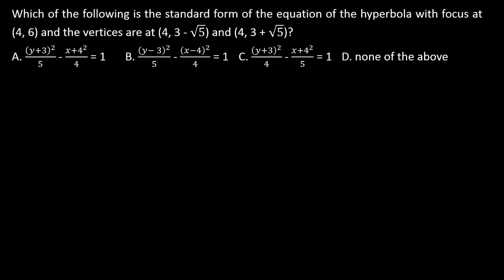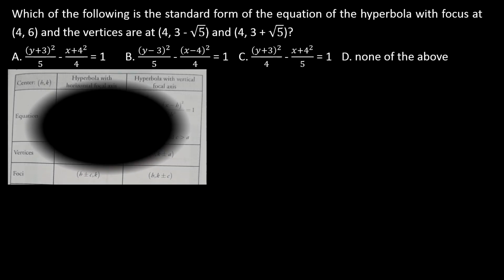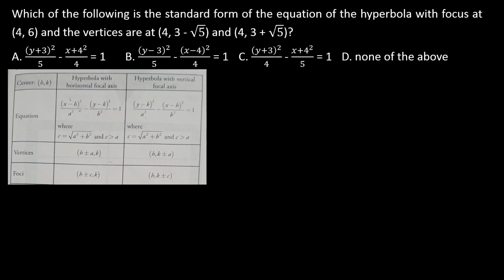Next type of problem: which of the following is the standard form of the equation of the hyperbola with focus at (4, 6) and the vertices at (4, 3 minus square root of 5) and (4, 3 plus square root of 5)? We have these four choices. We have this formula or properties of hyperbola. As we observe, the focus is at (4, 6).